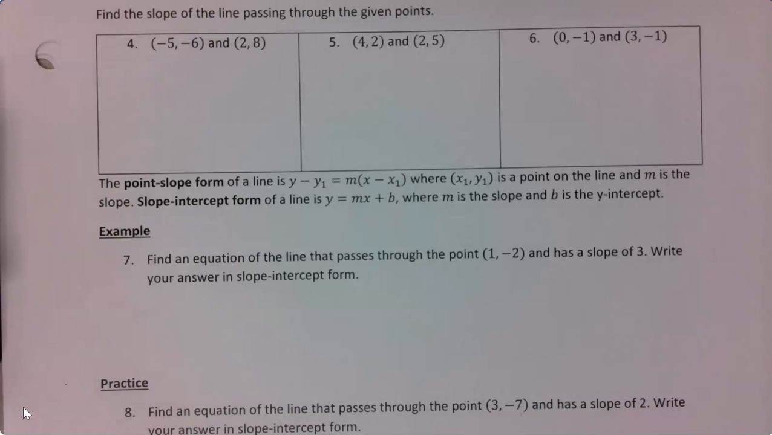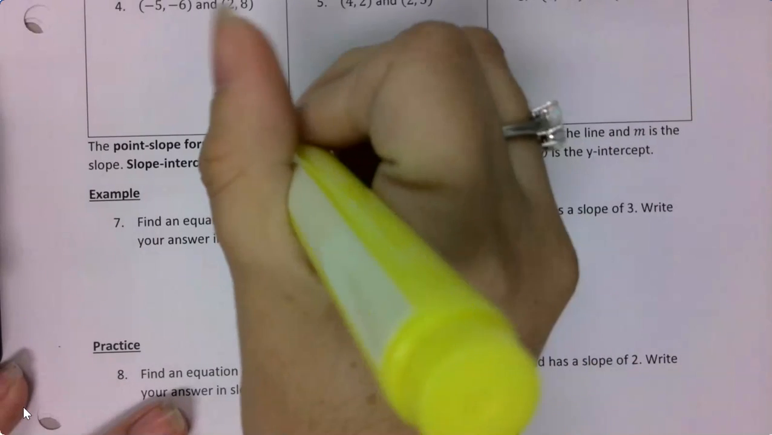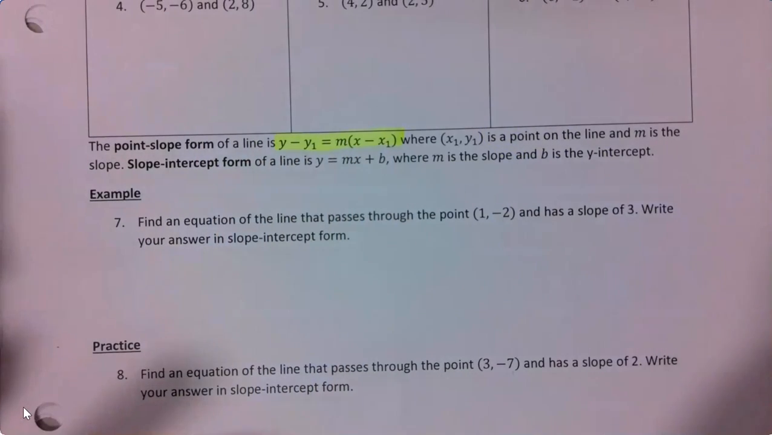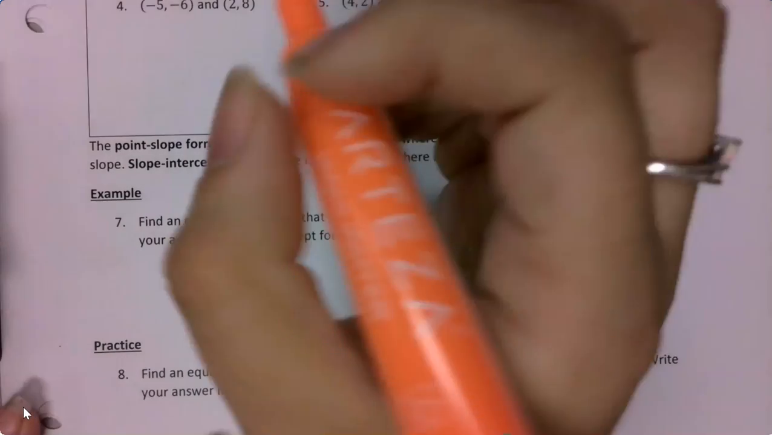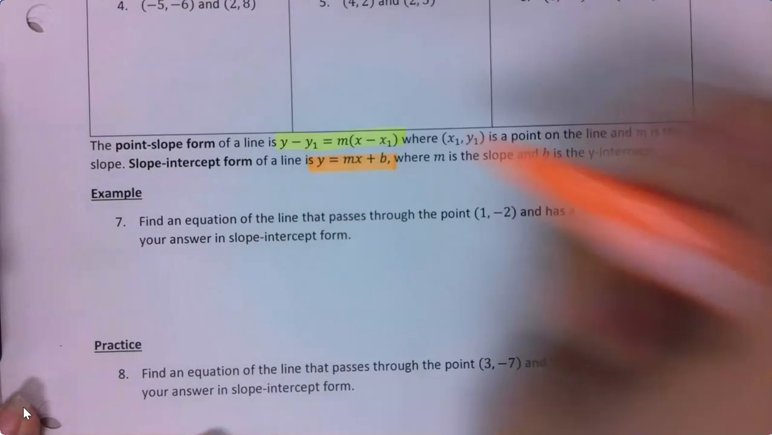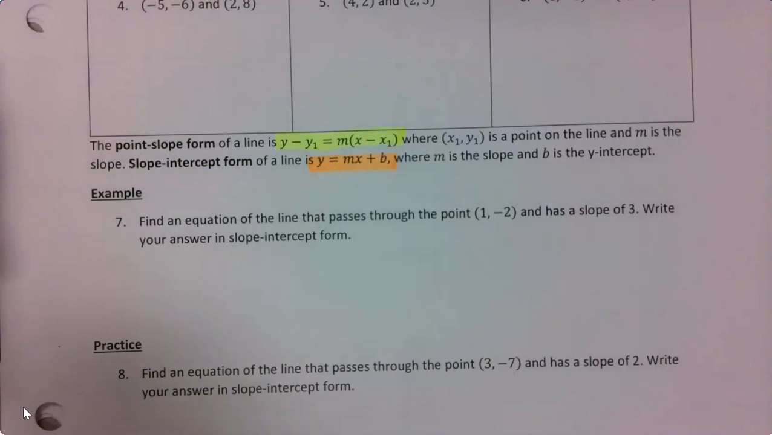Okay. So the next thing we're going to talk about is point-slope form, which is y minus y1 equals m times x minus x sub 1, where x1, y1 is a point on the line and m is the slope. X and y without the little subscripts are just x and y in the equation. Then we also have slope-intercept form, which is y equals mx plus b. So m is the slope, b is the intercept.